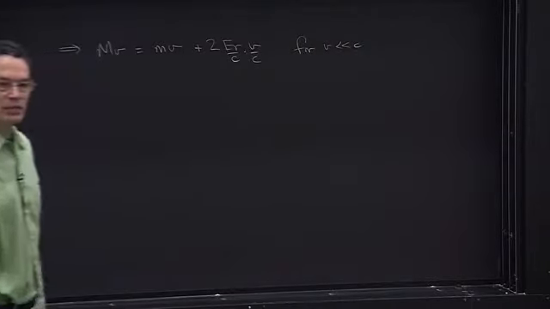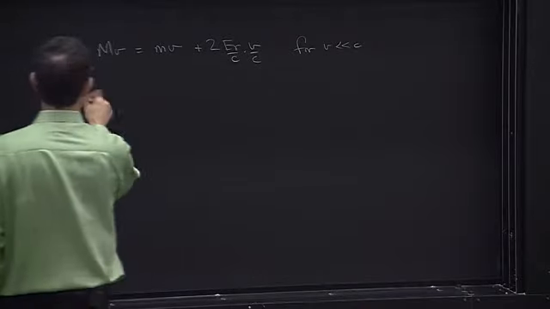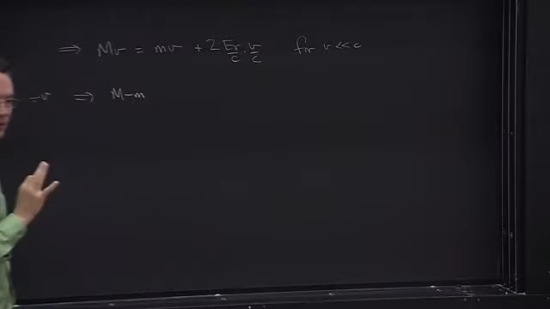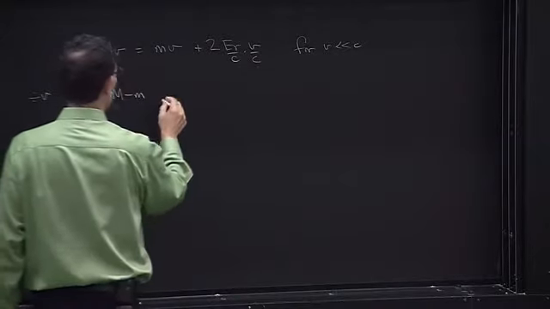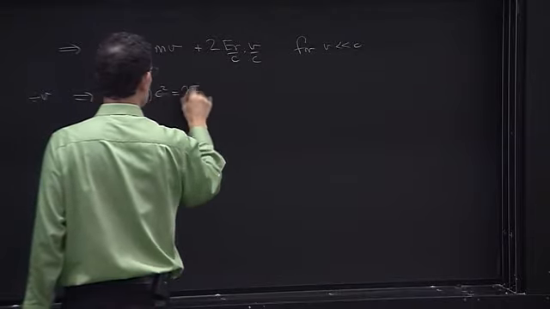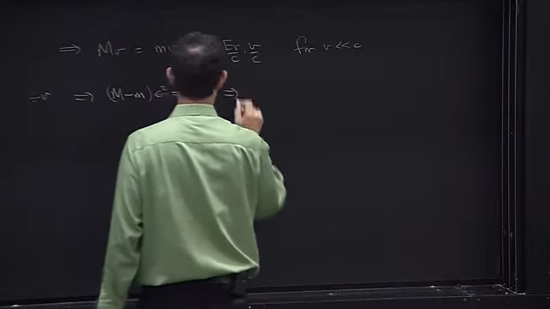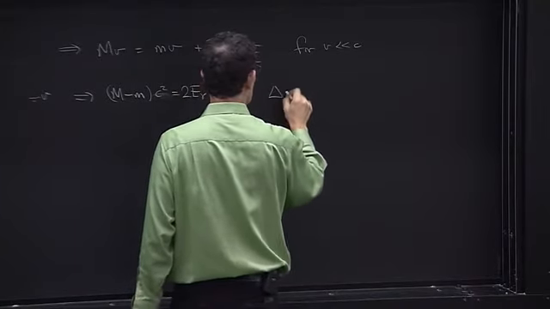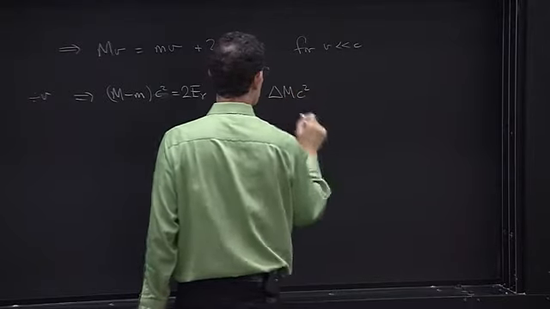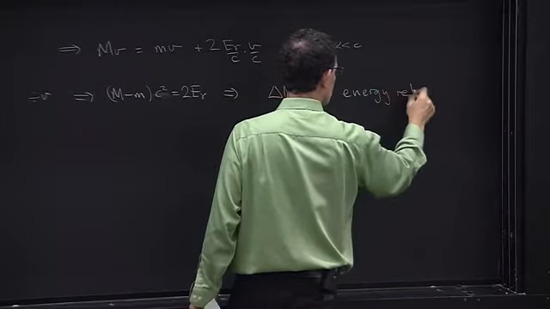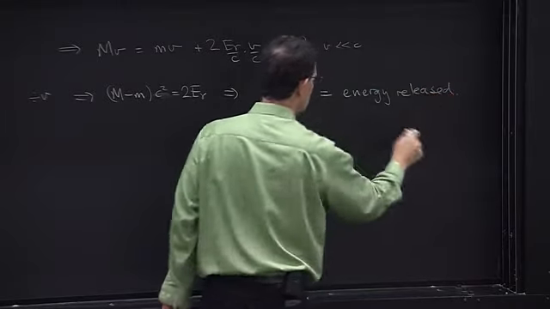Well, what do you do? You just cancel the v's. OK, so we get M minus m, so we divide by the v. We need it to be non-zero, but any non-zero value. And then we get M minus m times c squared equals 2 E gamma, i.e. the change in mc squared is equal to the energy released in the photons.